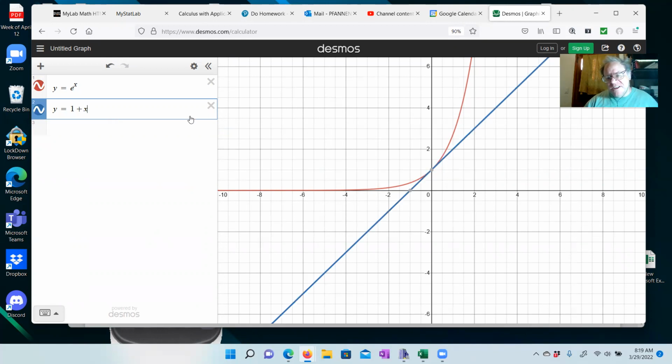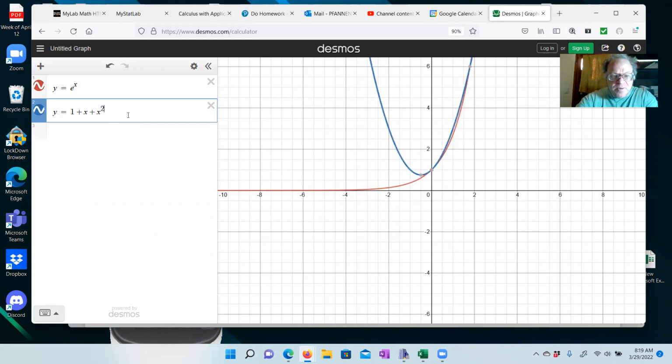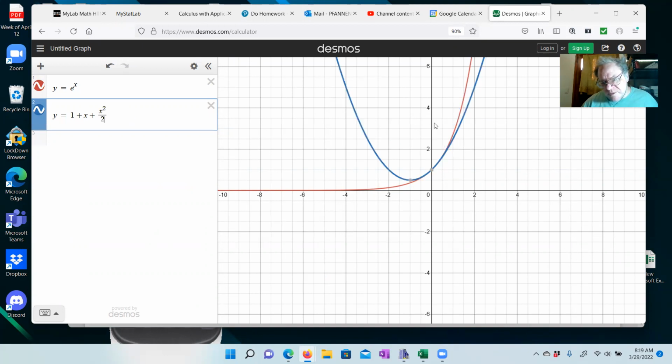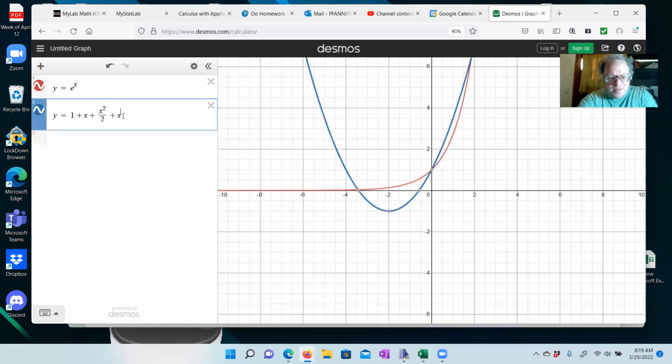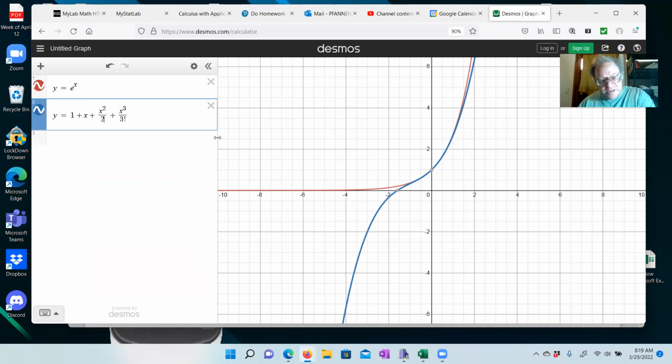So 1 plus x. So you can see the blue line and the red line, they kind of approximate each other. See, okay, well, what about the second derivative? Let's let that match. So x squared over 2. You can see, well, they're getting close, but it's way over here. It's like way off. So watch what happens when we add x to the 3 over 3, I'm going to say factorial. 2 times 1 is the same as 2, so I don't really need a factorial here. If you want for completeness, we could always put it in, but it didn't change anything.